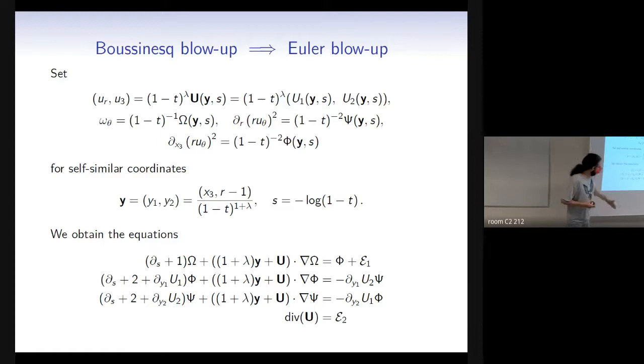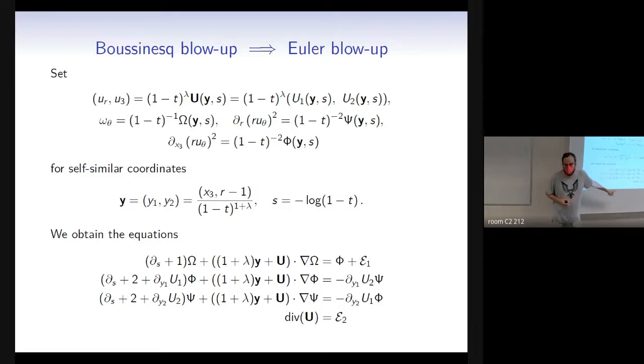Believe me that this is really what you get. And if you go back, these equations were really the same as before, other than this term, E1, and this term, E2. So these equations with E1 and E2 being equal to 0 are exactly the Boussinesq equations. So the claim now is that E1 and E2 are exponentially small.